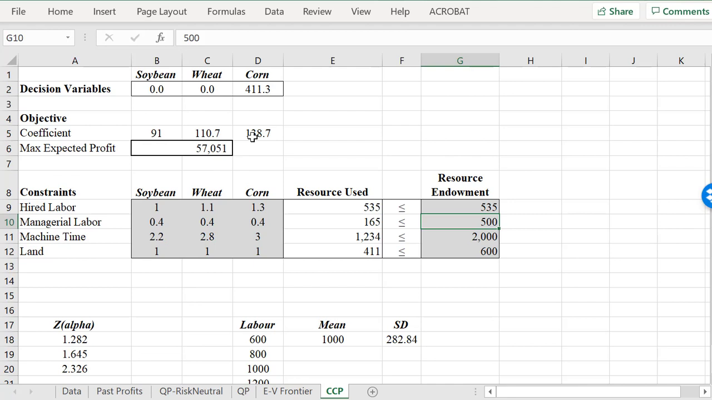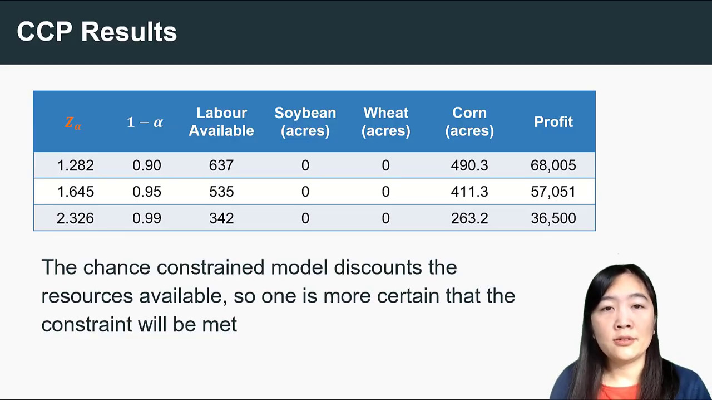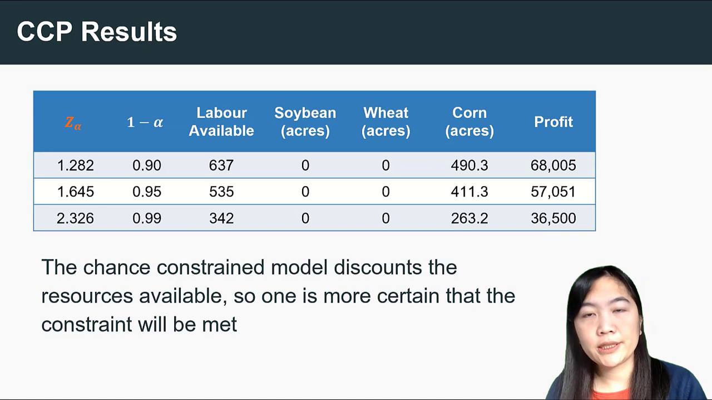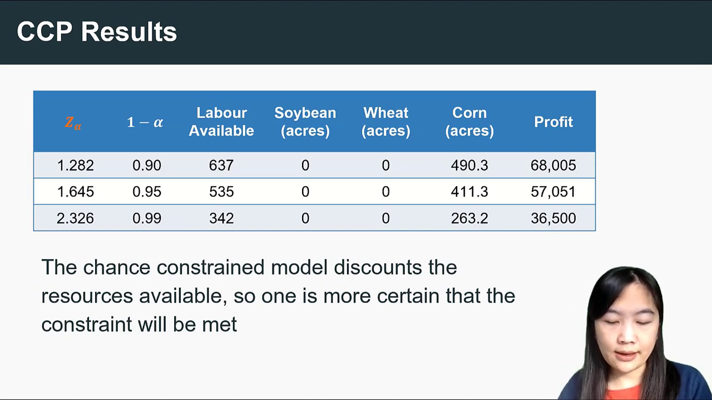So after each time you solve your problem, you can keep a record of the optimal solutions here and also the objective function value here. If you're interested, you can also keep a record of the resource endowments here, or the labor availability there. So that's how you can solve this problem in Excel. And again, you can record your results for different alpha values and then put them in a table. So if you keep a record of your solutions and the labor availability and also the profit, which is the objective function value, then you can get this table.